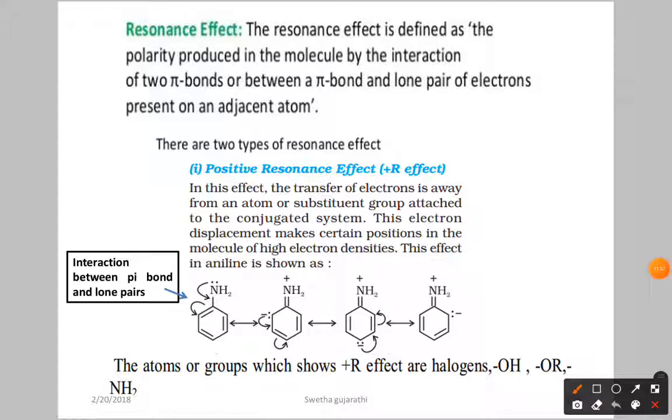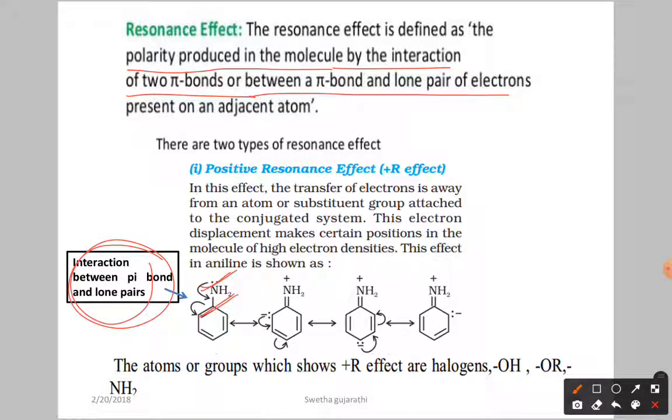Now let us see the meaning of this sentence. Here the effect is defined as the polarity produced in the molecule by the interaction of two pi bonds, or between a pi bond and a lone pair of electrons present in an atom. Now here you can see, because of the interaction between the lone pair and the pi bond, there is a polarity. You can see positive and negative charges are developed, isn't it? So because of the interaction between the lone pair and the pi bond, polarity is developed. That is called the resonance effect, R.